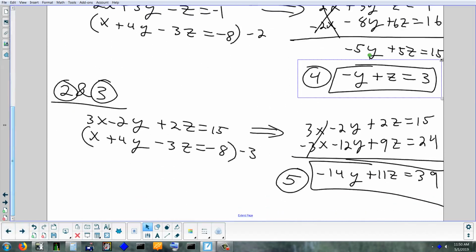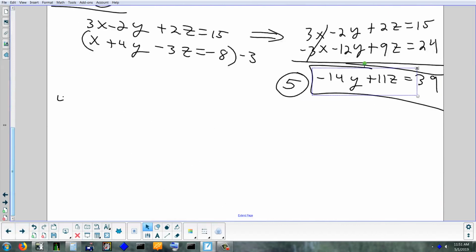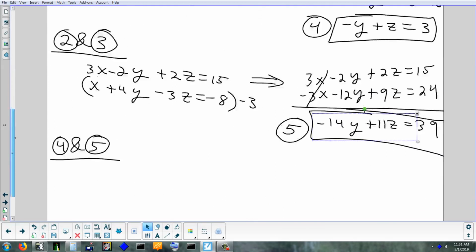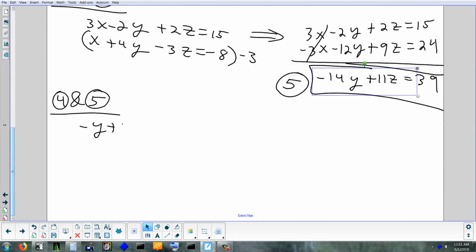Okay, let's go back. Two equations, 4 and 5. They each have two letters. So now we're going to do it one more time. We're going to get rid of either y or z in equations 4 and 5. Okay, so let me just copy them down. Negative y plus z equals 3. And negative 14y plus 11z equals 39.